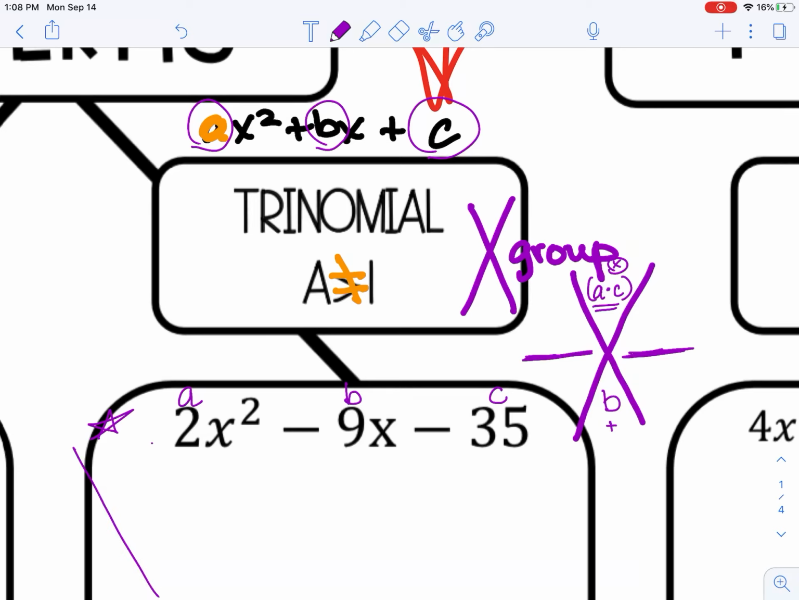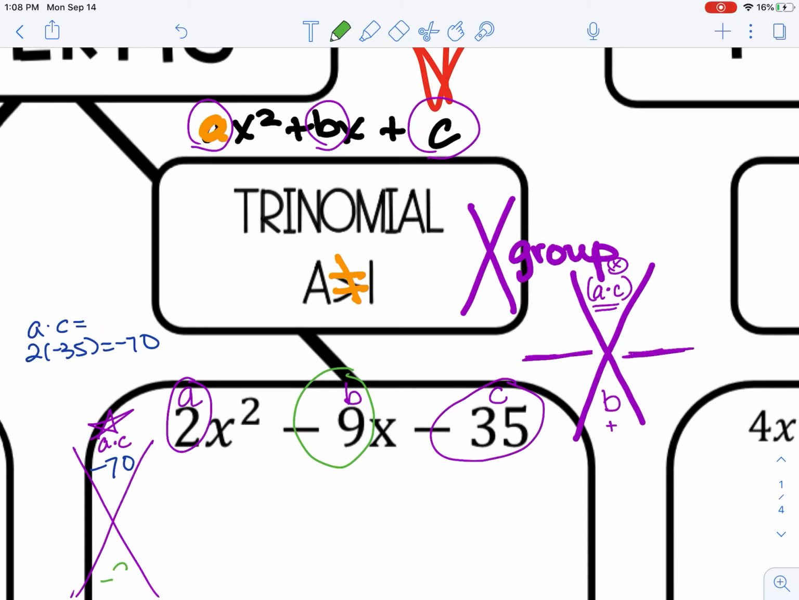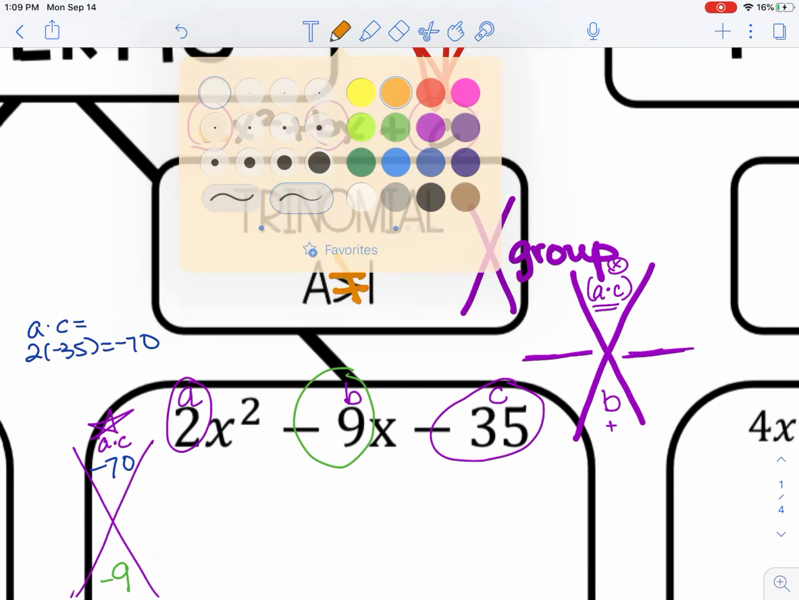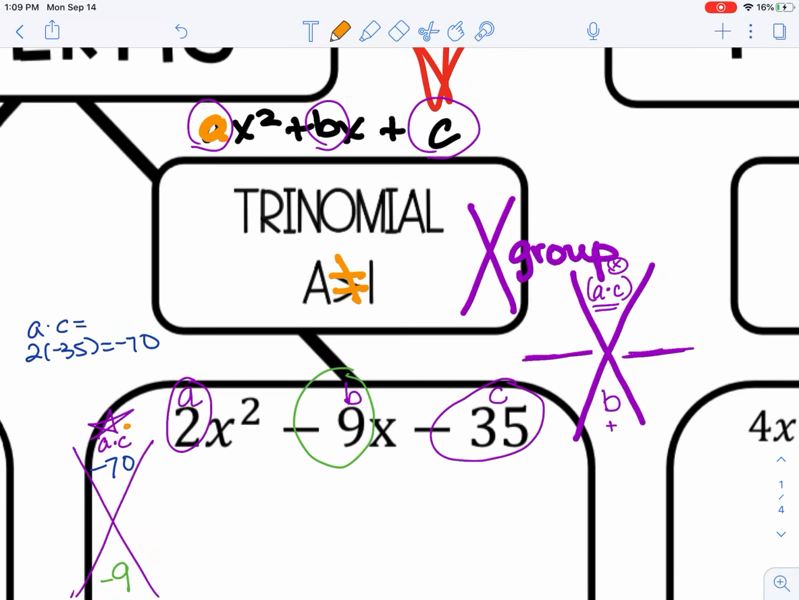All right. So x grouping means we're going to take a big X and we're going to put our a times c value here. So a is 2 and c is negative 35. So a times c equals 2 times negative 35, which is negative 70. So that's what I'm going to put here. And then our b term is right here, negative 9. So we put that at the bottom. And so now that our x is set up just like in the x factor form, we still look for the numbers that will multiply to this number and add to negative 9.